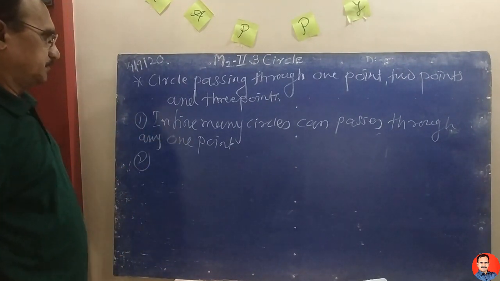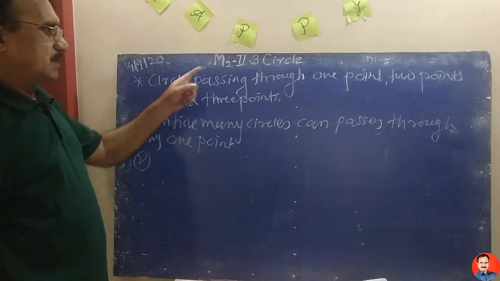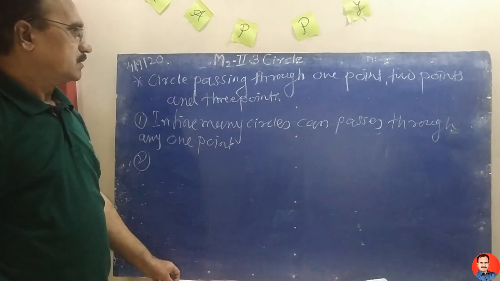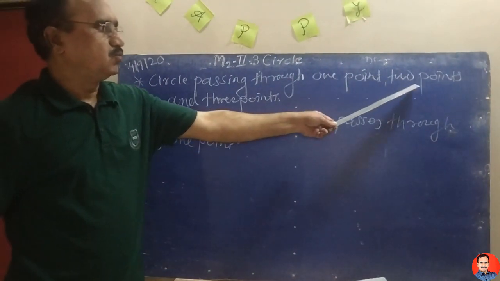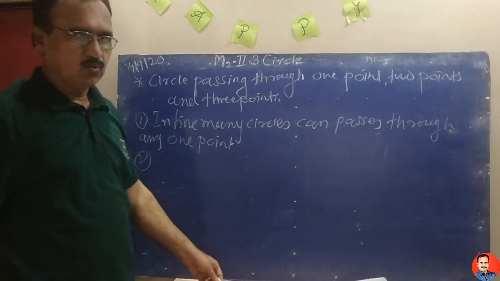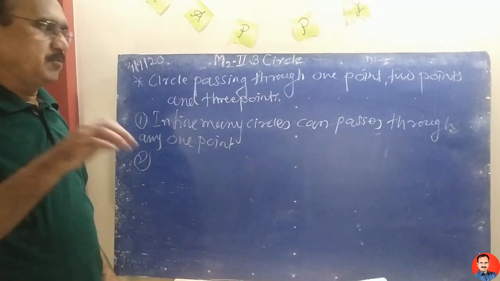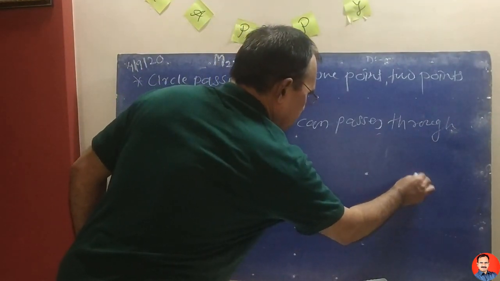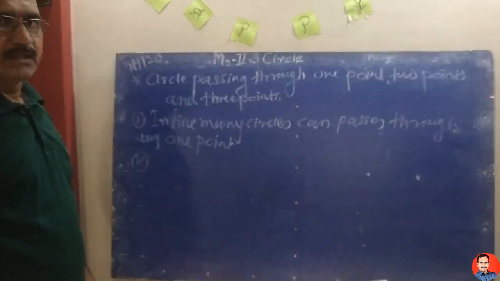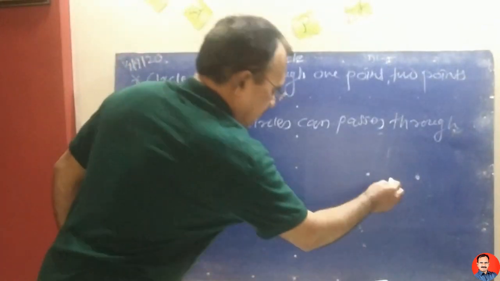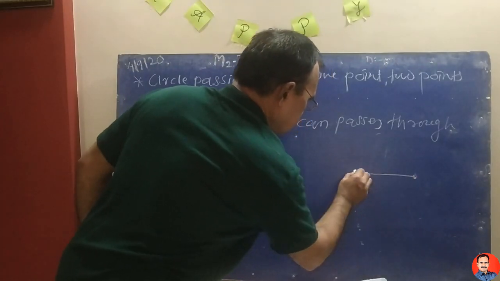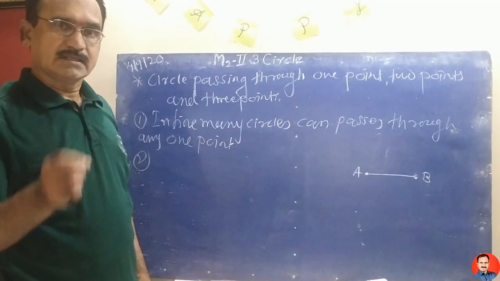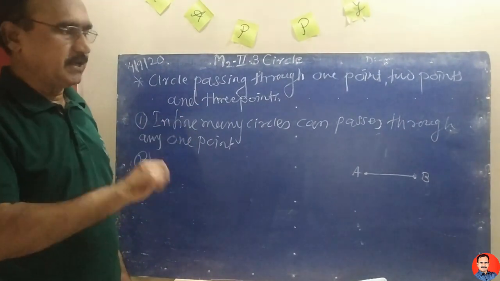Then second, how many circles pass through 2 points? 1 point, 2 points and 3 points. Now we are going to see how many circles can pass through any 2 points. Suppose these are 2 points. There is one technique. Join these points. Suppose this is A and B. Circles can pass through points A and B.